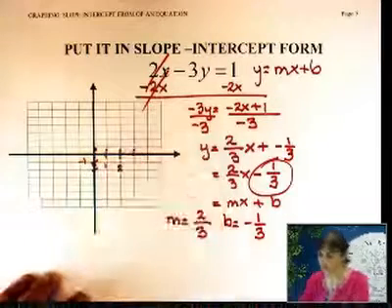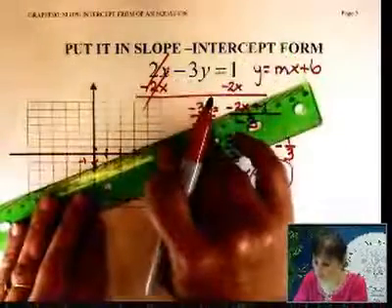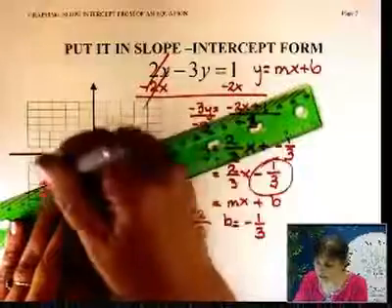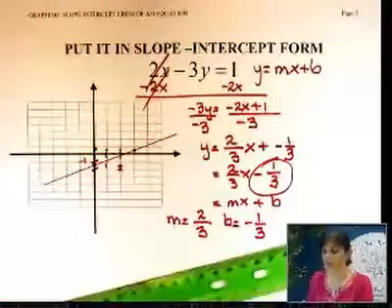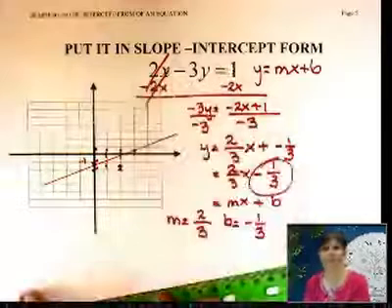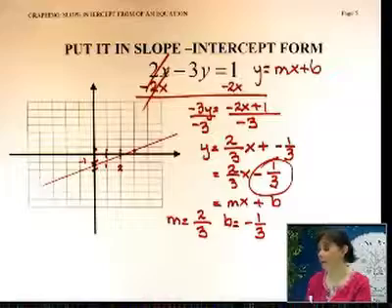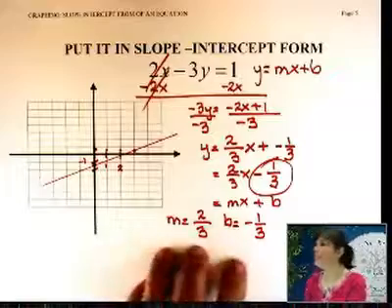Right here. Then you have those 2 points that you can connect. Don't make those dots too big so that they're right. And this is the picture of this. So what did I do? I put it in slope-intercept form first by isolating y, and then I just plotted it.